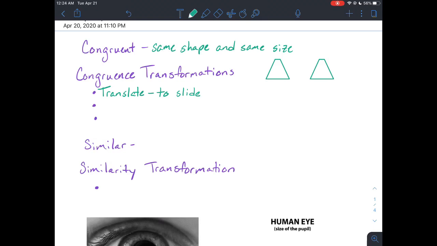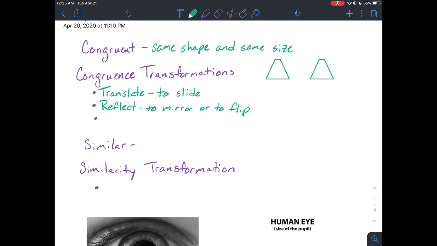The second type of transformation we've looked at so far were reflections. The word reflect, just like it means in real life, it means to mirror or to flip. So if you take the trapezoid and you flip it upside down, right? If you reflect it across the x-axis, then you change the orientation, which is the direction that the figure faces, but you haven't changed the size or the shape. You've changed the location, you've changed the orientation, but not the size or shape, so the figures are congruent.